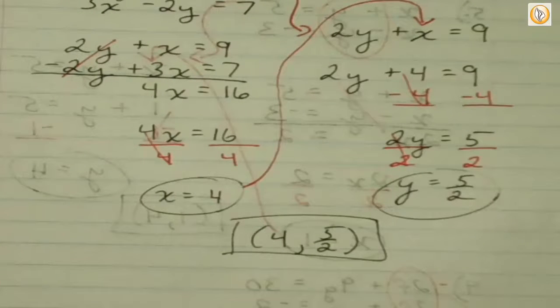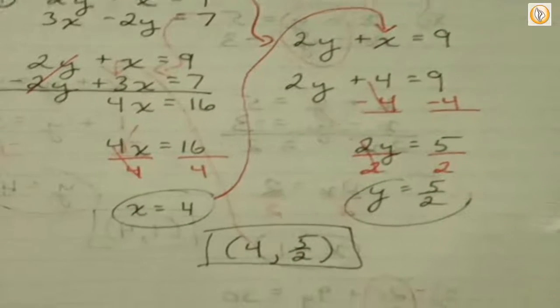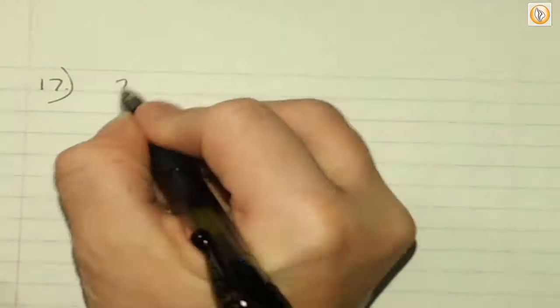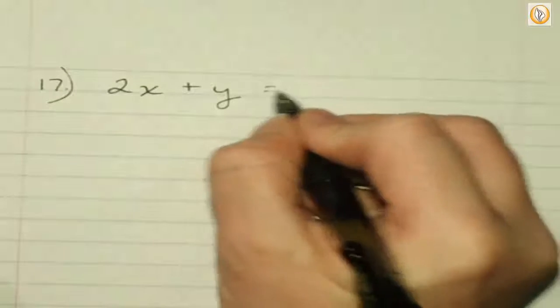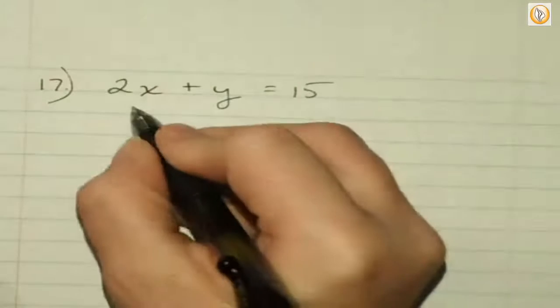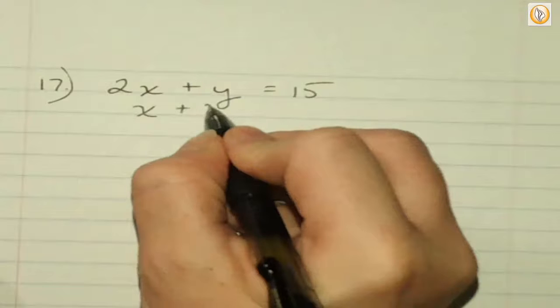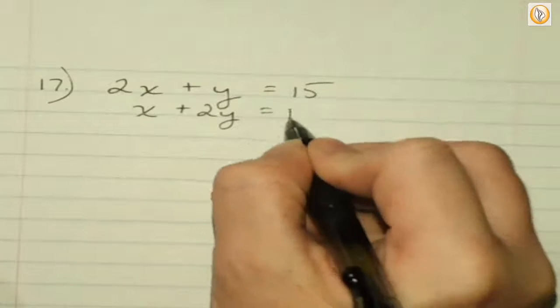Y'all got this? I'm going to do one more with y'all. Taylor, do you have this? Yep. Okay. One more, and then I'll set you free. 17. I have 2x plus y equals 15, and I have x plus 2y equals 18.